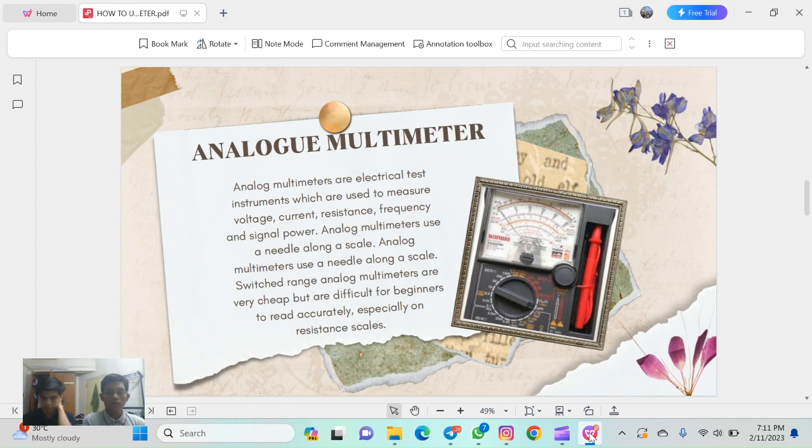Analog multimeter. Analog multimeters are electrical test instruments which are used to measure voltage, current, resistance, frequency, and signal power. Analog multimeters use a needle along a scale. Switch range analog multimeters are very cheap but are difficult for beginners to read accurately, especially on the resistance scale.